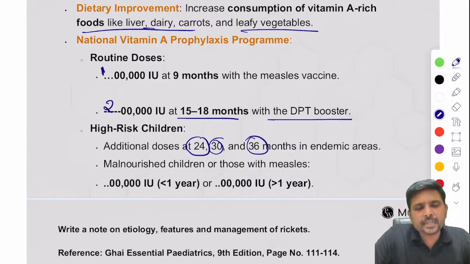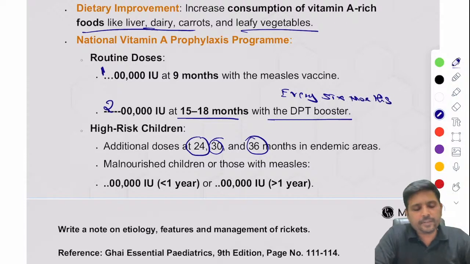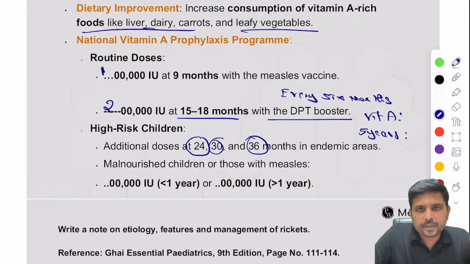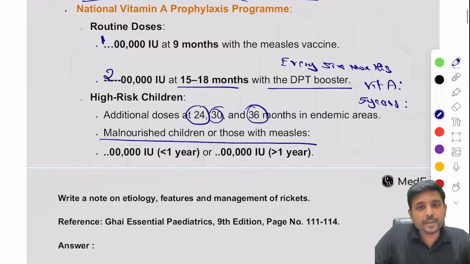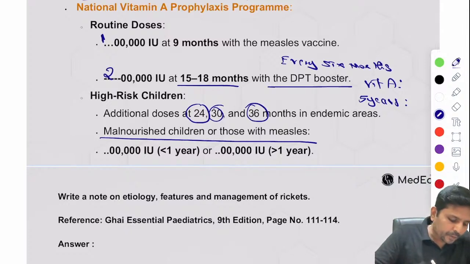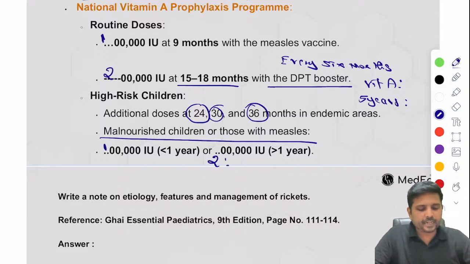Every 6 months you are giving vitamin A till the child has attained 5 years. Malnourished children should be treated by giving vitamin A and preventing measles. So less than 1 year you give 1 lakh international units. More than 1 year you give 2 lakh international units.